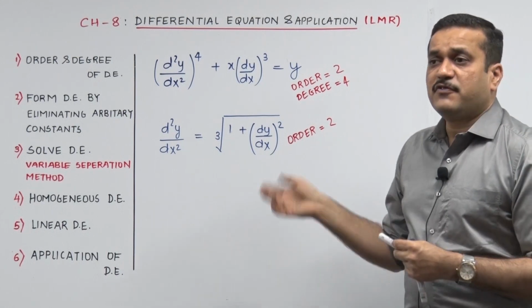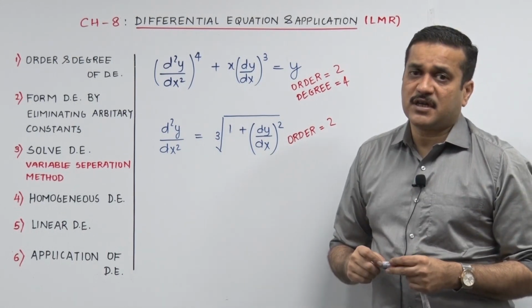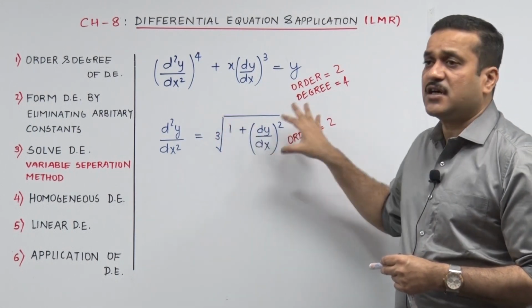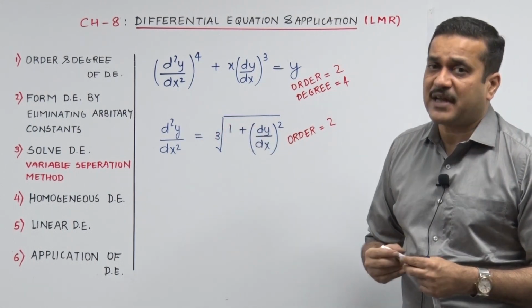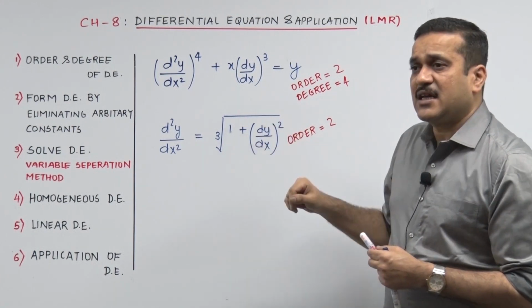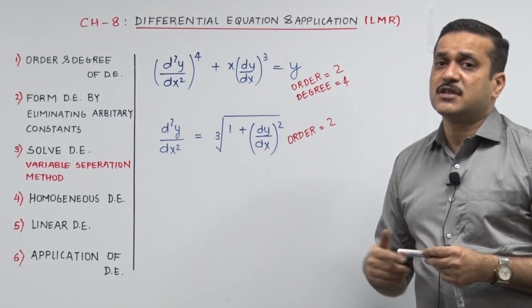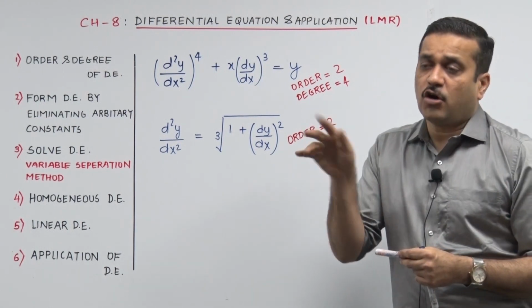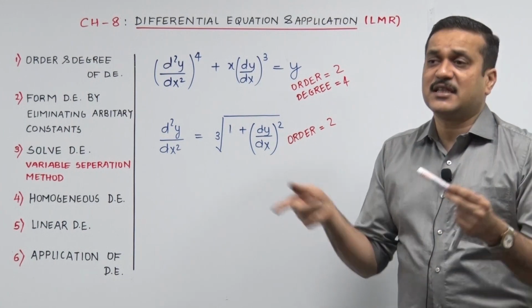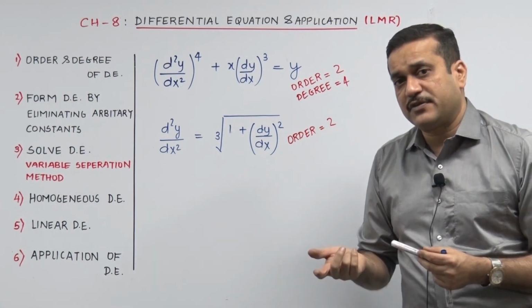Now, over here, before you decide the power of the highest order derivative, you need to free the differential equation from all the fractional indices. Now I see a cube root over here. Cube root is basically the whole raised to 1 by 3. The differential equation first needs to be freed of these fractional indices, and then you decide the power of the highest order derivative to decide the degree of the differential equation.